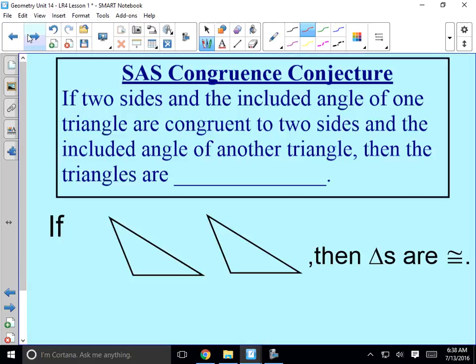Okay, now our next one, side-angle-side congruence conjecture. If 2 sides and the included angle of one triangle are congruent to 2 sides and the included angle of another triangle, then the triangles are congruent.